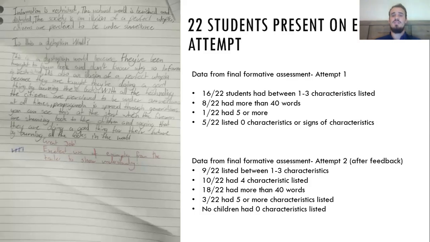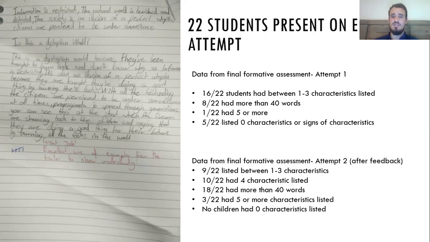So my last piece of formative assessment, there were 22 students present on each attempt, and this assessment was given 1 week between each attempt. So the students had to watch a film trailer and respond to whether it met the criterion of a dystopian world. So as you can see, on attempt 1, 16 out of 22 students had between 1 to 3 characteristics listed, and this dropped to 9 out of 22 on the second attempt. 8 out of 22 had more than 40 words, which rose to 18 on the second attempt. And most importantly, on the first attempt, 5 out of 22 listed 0 characteristics or signs of characteristics, whereas on the second attempt, no children had 0 characteristics listed.